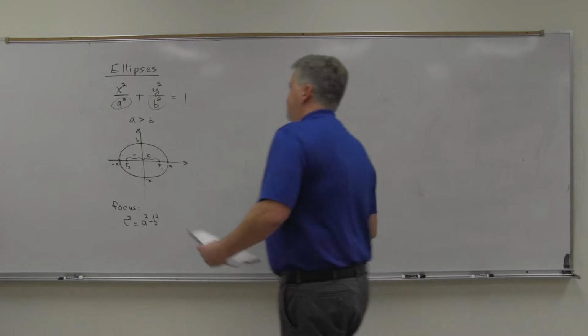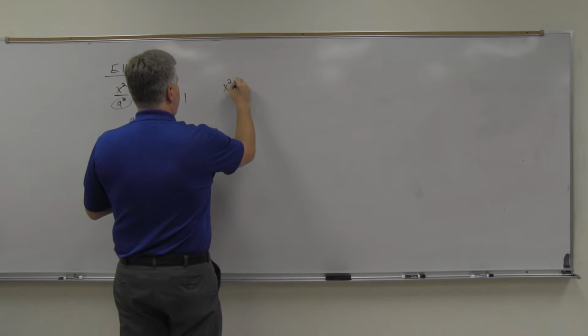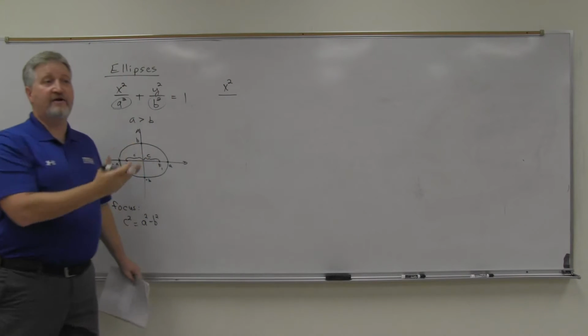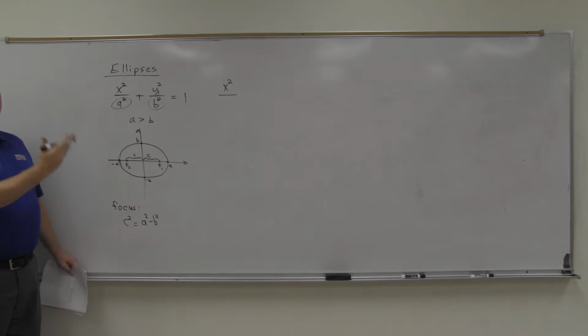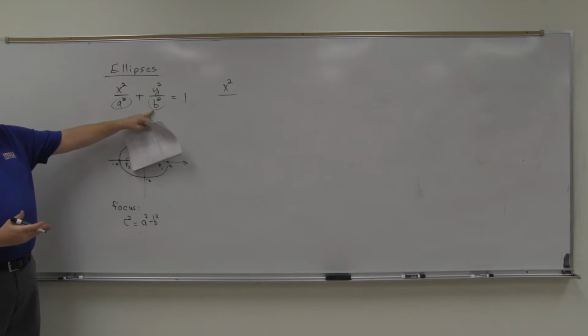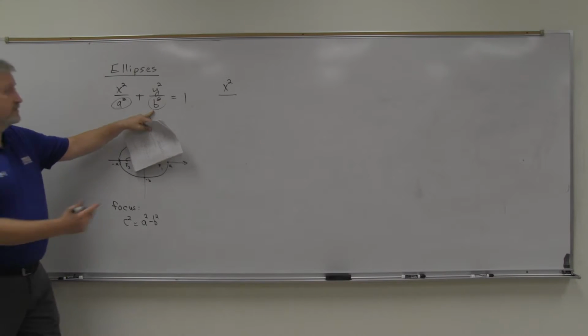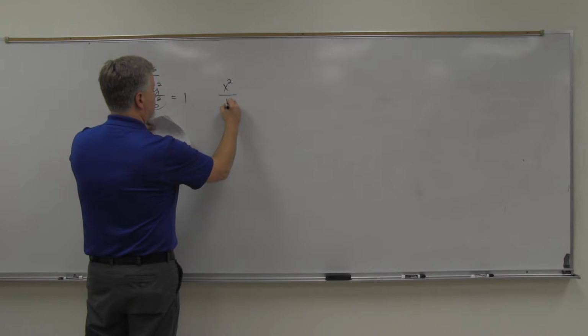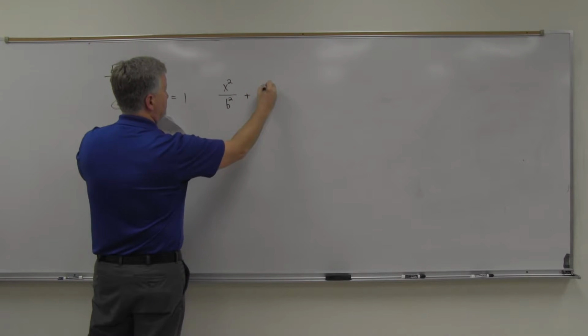All right. Now, what can happen is, so we've got a greater than b. So it very well could be that the x squared one, that thing underneath it, is less than the thing underneath the y squared one. So in that case, the b squared would be under the x squared.